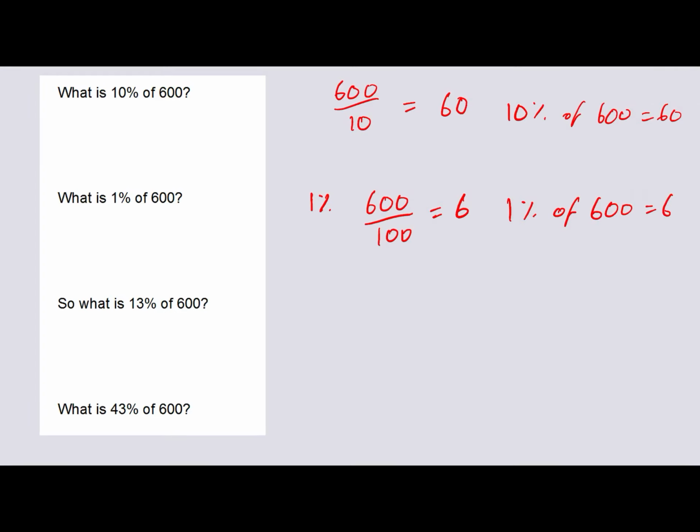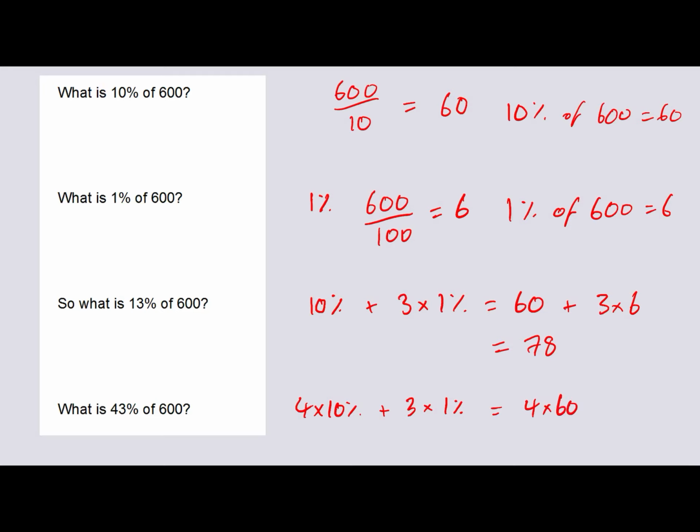What about 1%? 1% is another one that I would like you to know. You just divide by 100 this time, okay? So that's equal to 6. So 1% of 600 is equal to 6, okay? Right, so how are we going to find 13%? Well, it would be a good idea if we said that's 10% plus 3 lots of 1%. And 10% is 60, plus 3 lots of 1%, which is 6. So 3 times 6 is 18. Don't forget BIDMAS, lad. 18 plus 60 is going to be 78, okay?